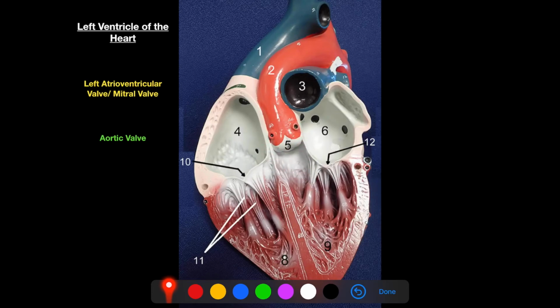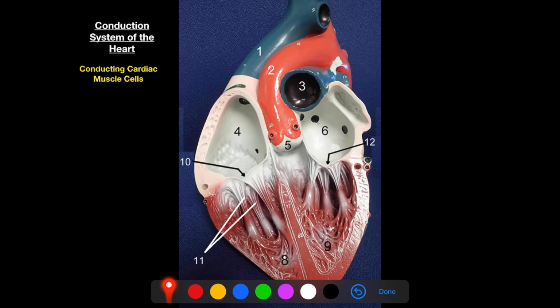Now, the conducting system of the heart is so cool, and I'm not going to go over the physiology of it, but I will go over the anatomy of it. Now, the conducting system of the heart is made up of conducting cardiac muscle fibers, and the more common term used is Purkinje fibers. But for whatever reason, the anatomy department wants us to learn them as conducting cardiac muscle cells, and that's fine. We'll have to live with that. But do know that Purkinje fibers and conducting cardiac muscle cells are the same thing.